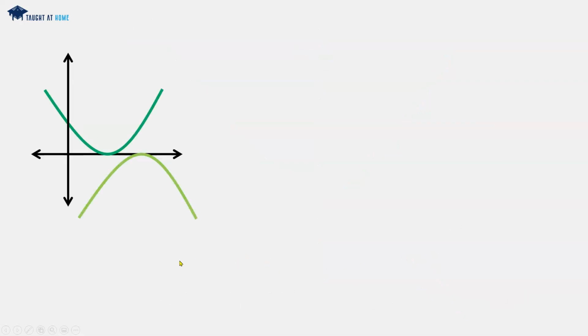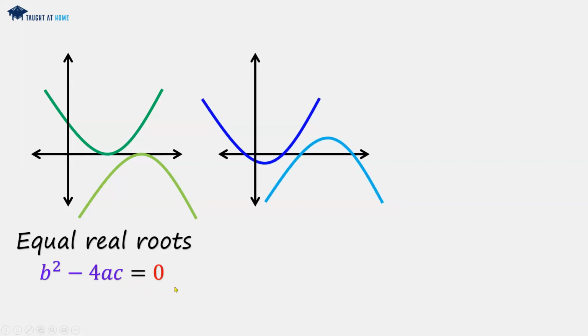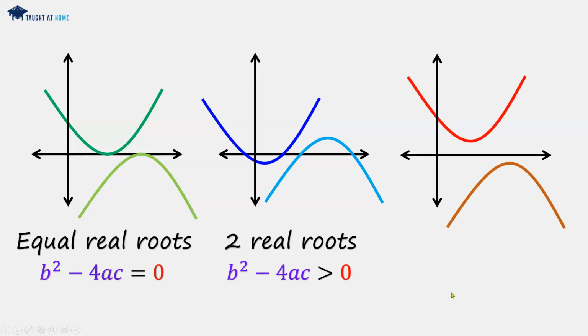So we've got three cases. We have equal real roots when the discriminant is exactly 0. We've got two real roots when the discriminant is greater than 0. And we've got no real roots when the discriminant is less than 0.